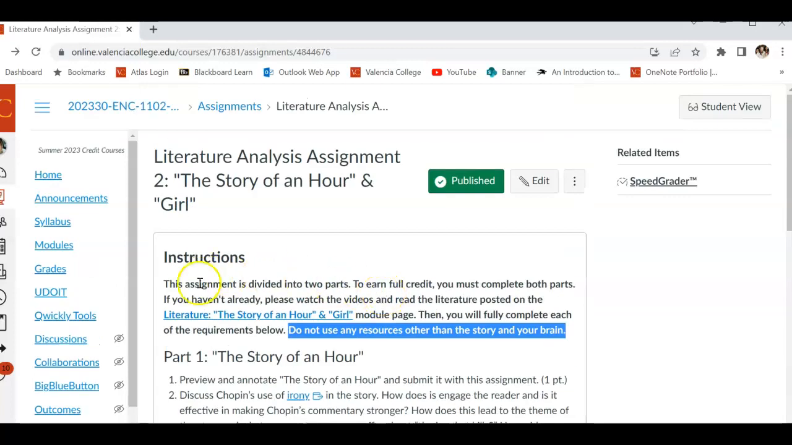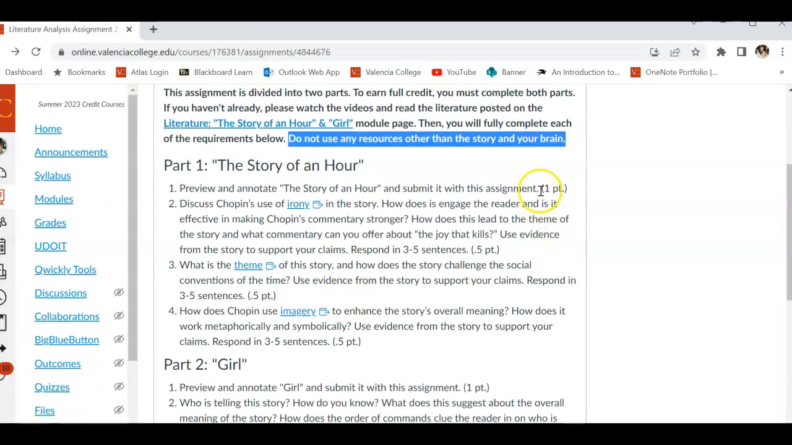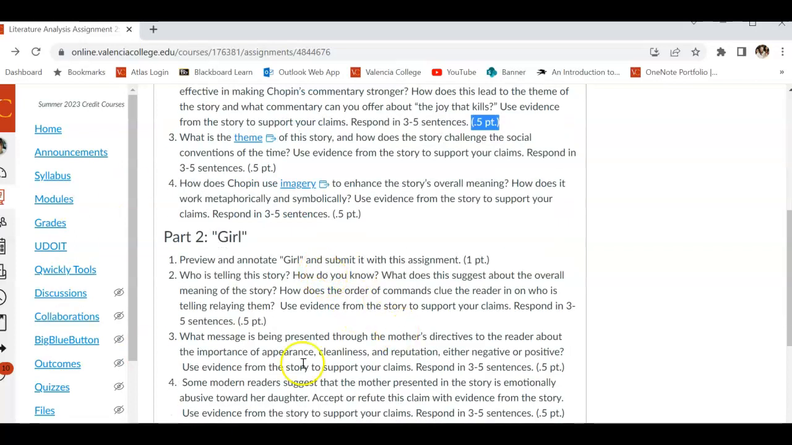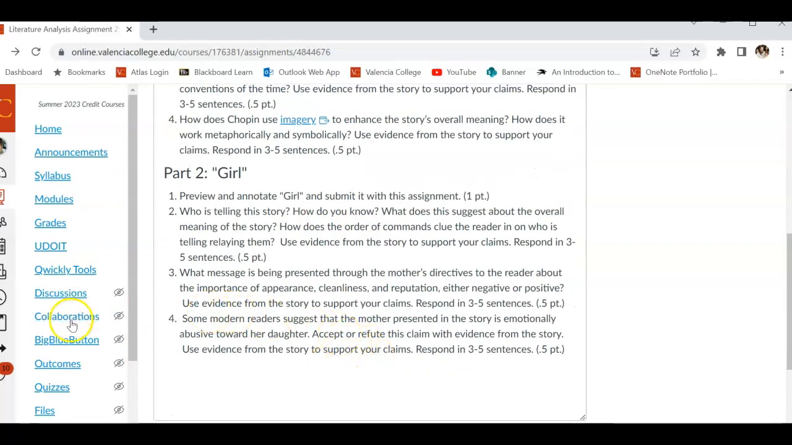I hope this video helped you to better understand what I'm expecting of you. One last thing to tell you, at the end of each question, I'm telling you what the point value is for each question. So for your annotations, each one is worth 1 point, and then each of the analysis questions is worth half a point. So you'll get 2.5 points on The Story of an Hour and 2.5 points on Girl.